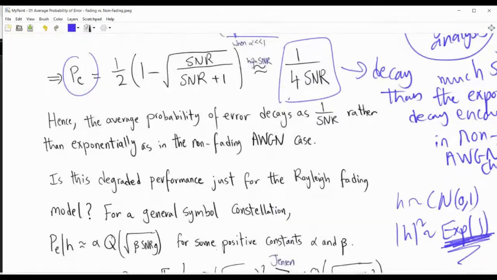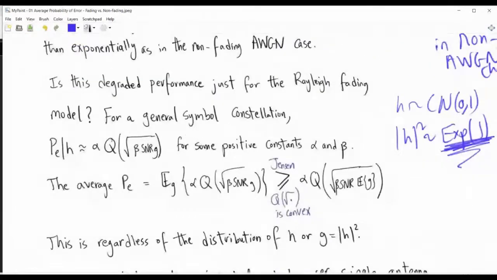And to be able to make a judgment for a general distribution, our friend here is Jensen's inequality. For a general signal constellation, the conditional probability of error will be something like this. Perhaps you will have a constant outside the Q function and another constant inside the Q function. So if you are using QPSK, QAM, and so on, you'll find that the conditional probability of error is exactly equal to this thing, or is upper bounded by this Q function with those alpha and beta constants.